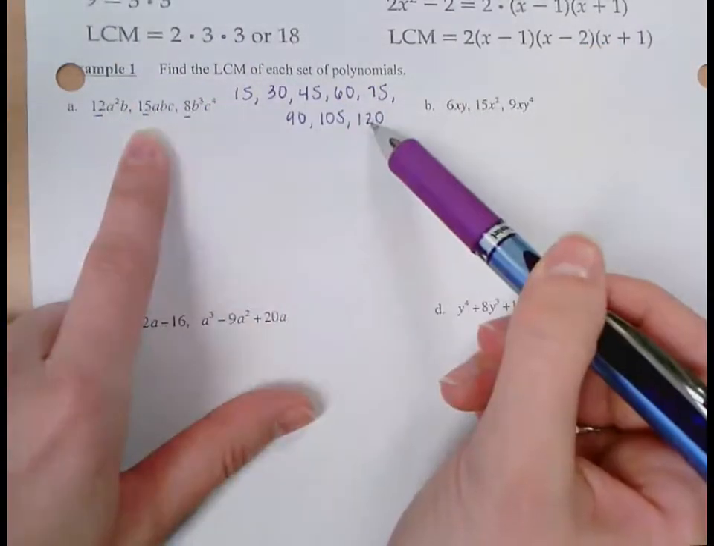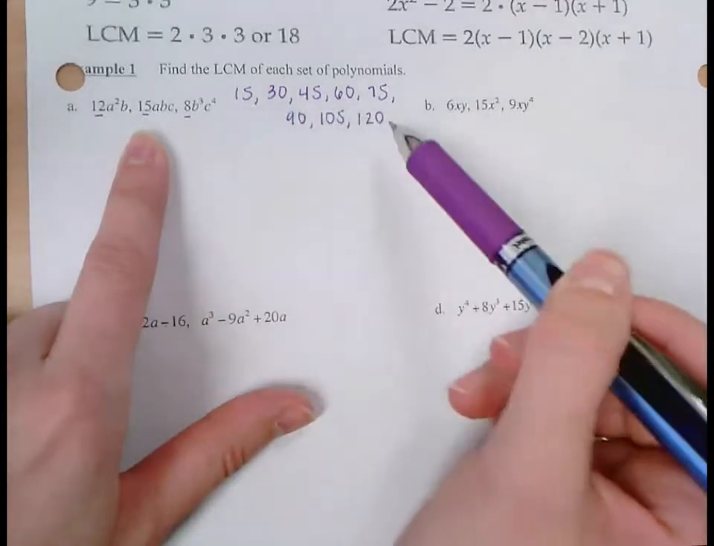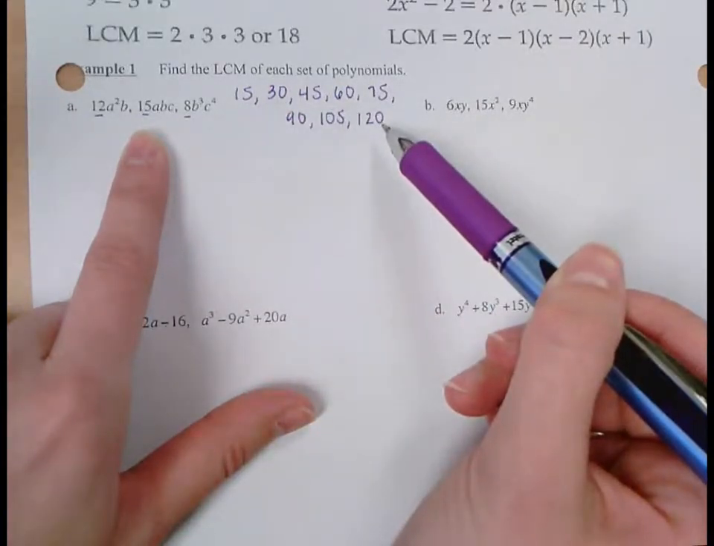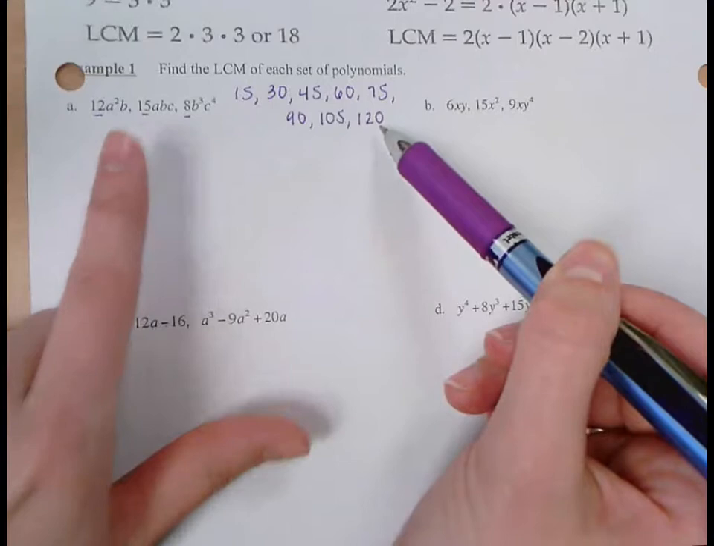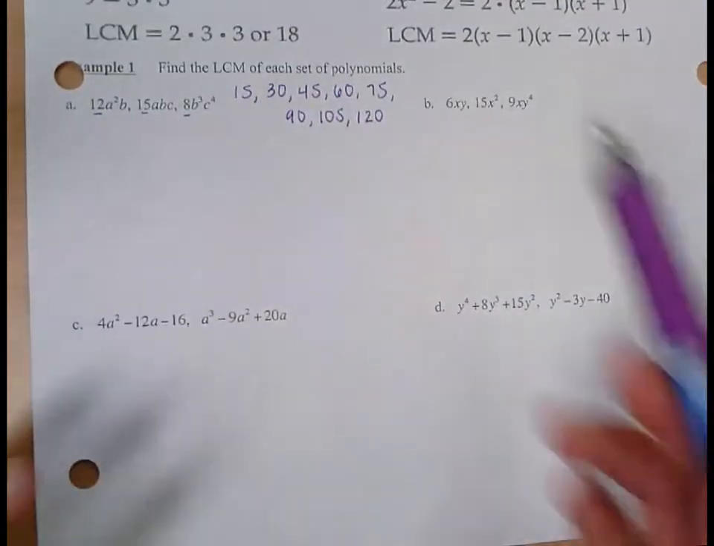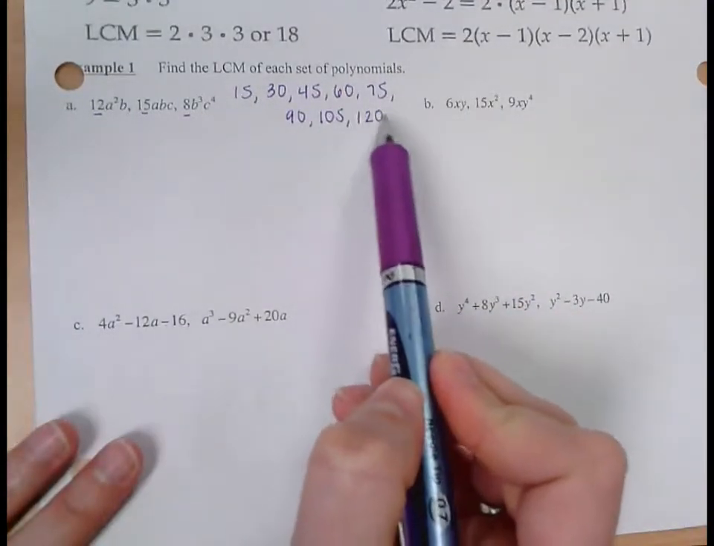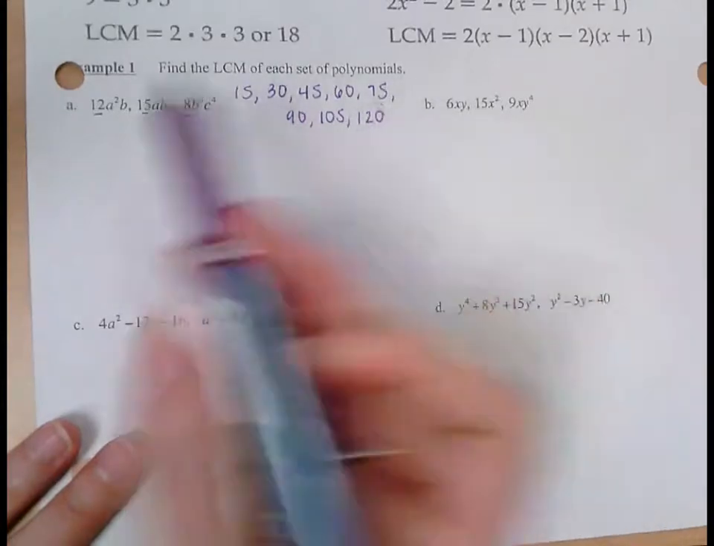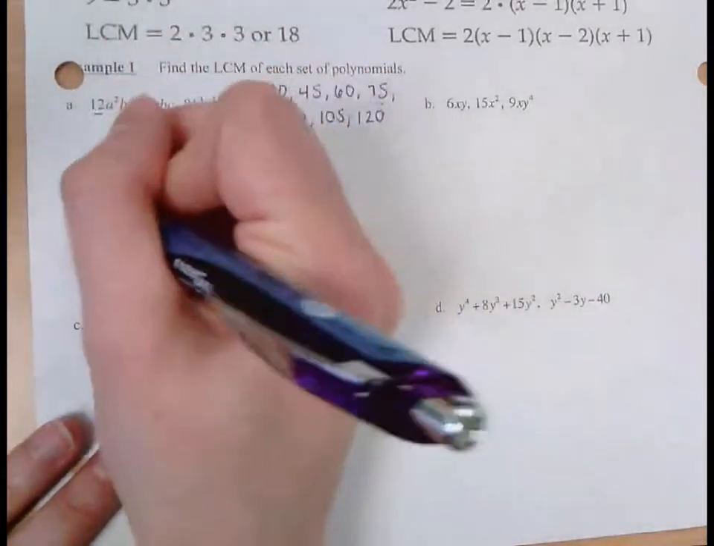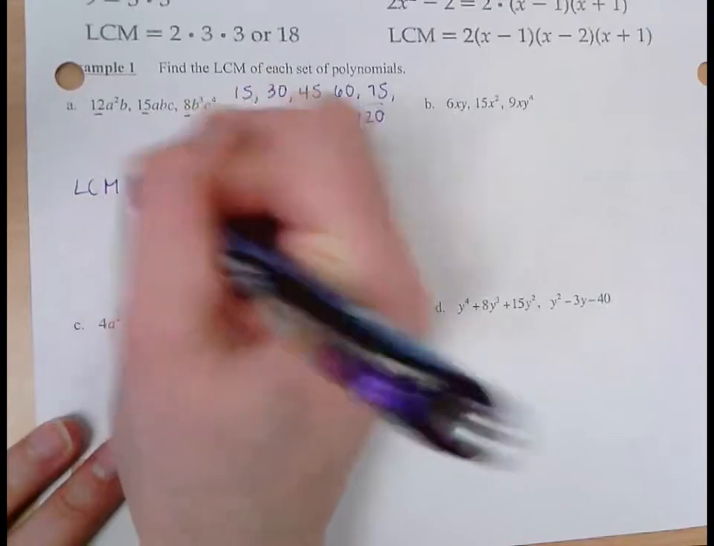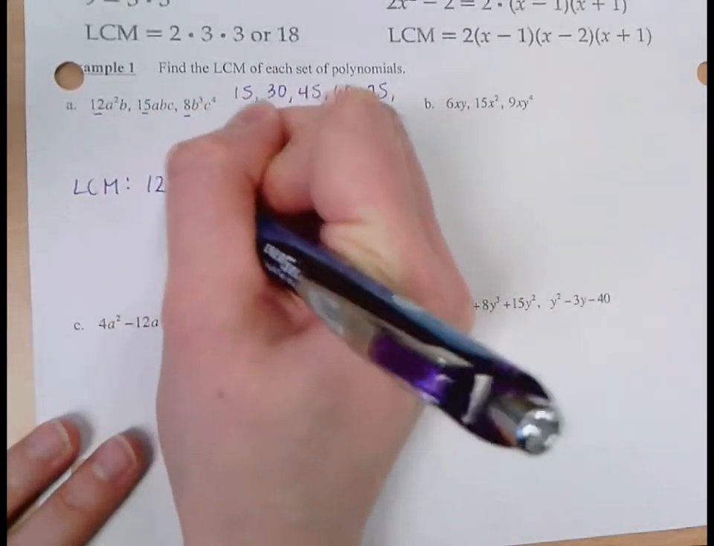12 does go into 120. 12 times 10. Does 8 go into 120? I hope so. Yes. So are they all like this? No. So 120 would be the least common multiple for 12, 15, and 8. So I know my least common multiple, the coefficient will be 120.